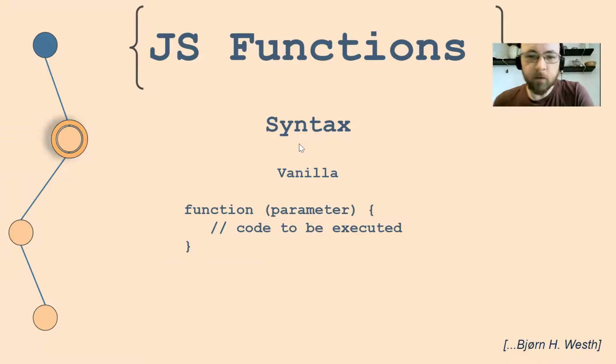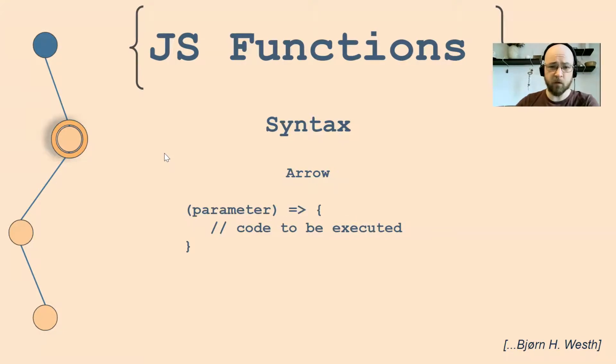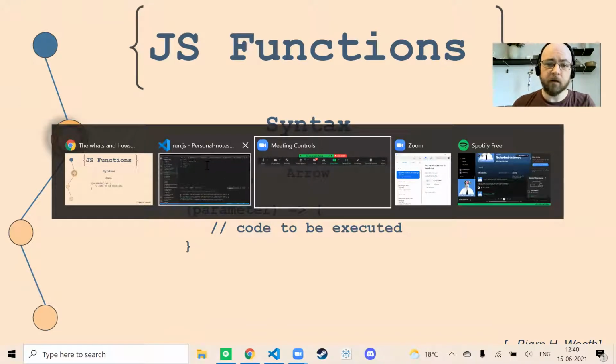You have the vanilla one, I call it, which is just the word function, then you have the parameters in parentheses, and then of course you have the code to be executed. I'm pretty sure all of you know this, so I don't want to spend so much time on it. Then you have the arrow function, which looks like this. You have parameters, and then that leads to, so I think about it, code to be executed in curly brackets. Now, a funny thing about this arrow function is it has an implicit return. What does that mean anyway? Can you answer that?